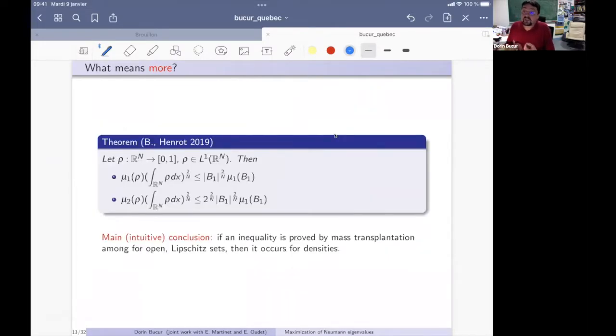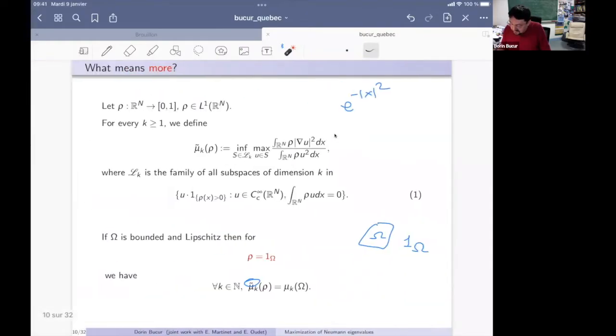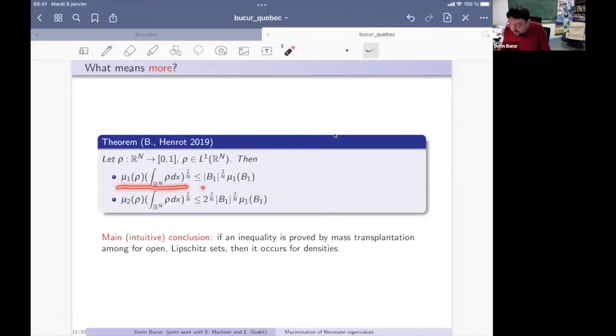Why is this important? To try to understand these eigenvalues on densities. It's important because, as a consequence of or within the proof that we got with Antoine Henrot in 2009 for the maximality of mu2, we made the observation that in the transplantation technique of the mass from the ball towards omega, or from two balls towards omega, the regularity of omega was really not important. And then we observed that if we replace omega by a density and we put down this definition of mu1 and mu2 for densities, the inequalities continue to hold. This is the Weinberger inequality for the first eigenvalue, and this is our inequality for mu2.